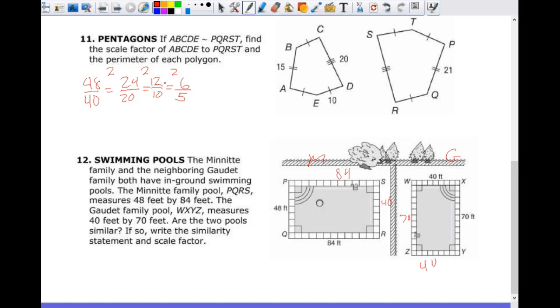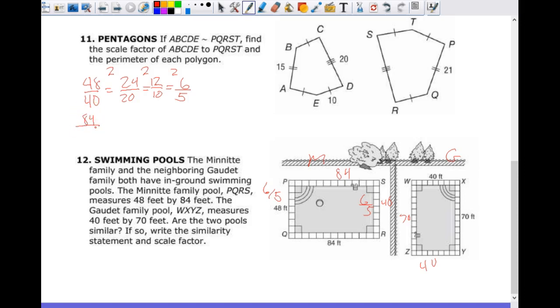Now if we know this scale factor is 6 over 5, what does this scale factor have to be? That's 48 divided by 40 again. 6 over 5 again. It's the same thing, right? We did this side, which is 48 divided by 40. This side, 48 divided by 40. It's the same thing. So we really don't need to do it again. Let's do the 84 one.